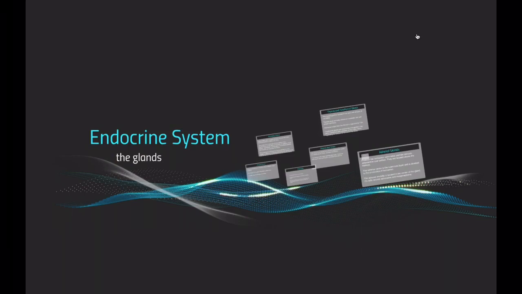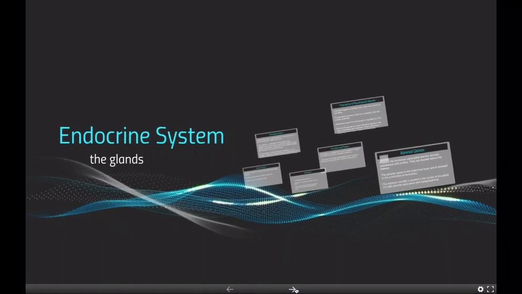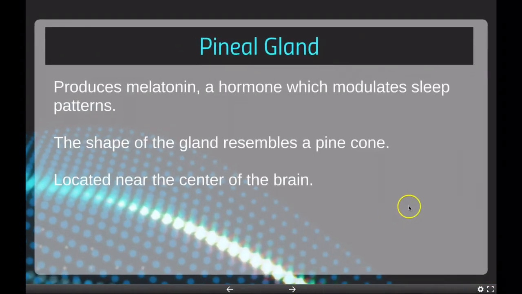In humans, the major endocrine glands include the pineal gland, pituitary gland, pancreas, the ovaries and testes, the thyroid gland, the parathyroid gland, and the adrenal glands. Let's take a look at these so that we make sure we know the differences between them.